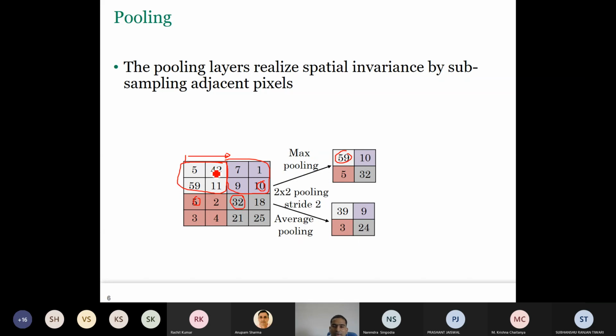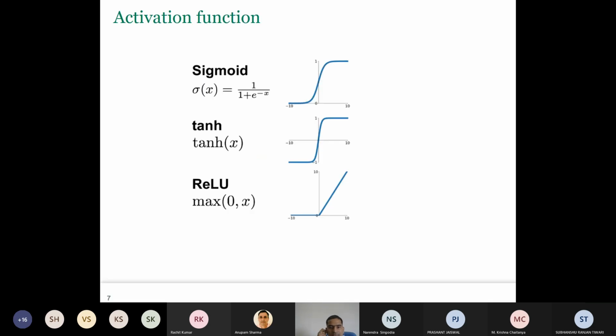Now in average pooling, we compute the average of these values, so that is the average here. Usually max pooling I've seen more common, but average pooling is also widely used. Now, there are many activation functions such as sigmoid, tanh, and ReLU. Nowadays ReLU is more popular, especially in convolutional neural networks. In RNNs, recurrent neural networks, you see sigmoid and tanh more commonly, but in computer vision you see ReLU more commonly.